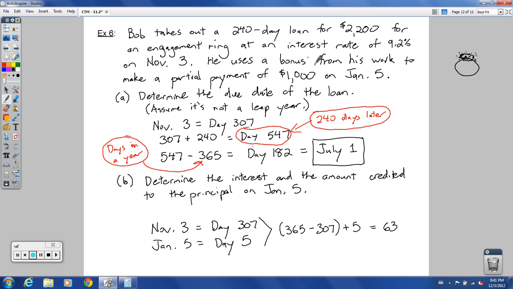We didn't pay off the whole loan then. We made a partial payment on January 5 of that right there. So November 3, day 307. January 5, day 5. I'm going to leave that right here. This is something I needed to calculate.